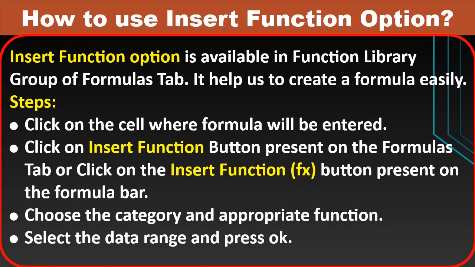Next, how to use the insert function option, which is available in the function library of the formulas tab. Basically, the insert function option is used to create a formula very easily. What are the steps? First, click on the cell where the formula will be entered. Then click on the insert function button present on the formulas tab, or click on the insert function fx button present on the formula bar. Then choose the appropriate category of the function and inside that the appropriate function which you want to use, then select the data range and press OK.